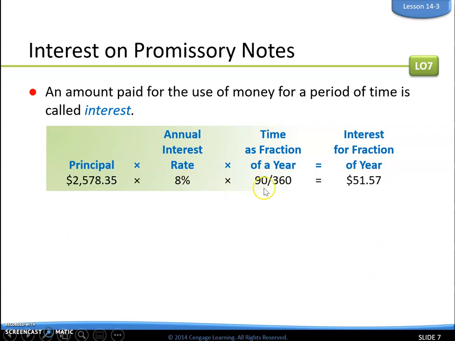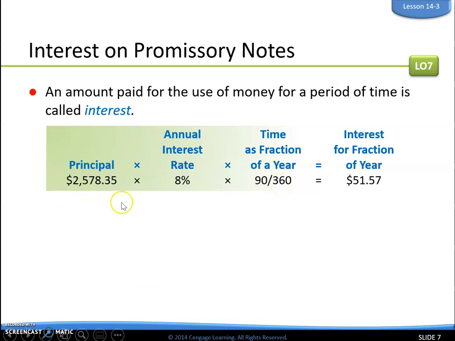So the reason that we're doing this part in here is when we look at this 8% interest rate, this 8% is for a full year. Well, they're not paying for a full year. They're only paying for 90 days. And so that's why we're going to take this as a fraction of the year. For easy math, we're going to use that year as instead of 365 days, we're going to use 360. Okay, so we're going to use 90 over 360.